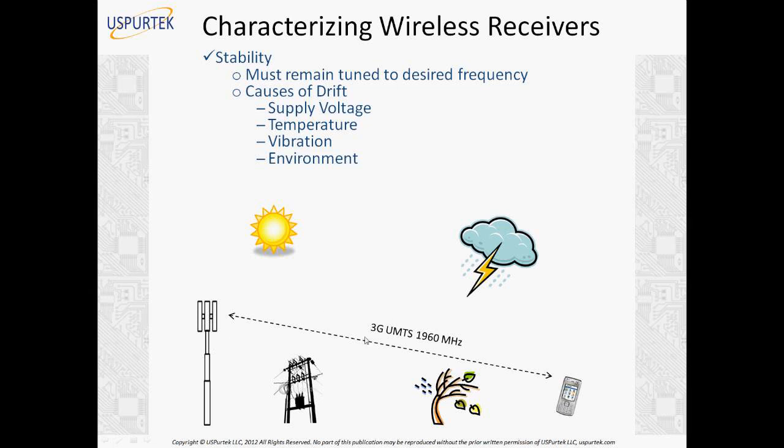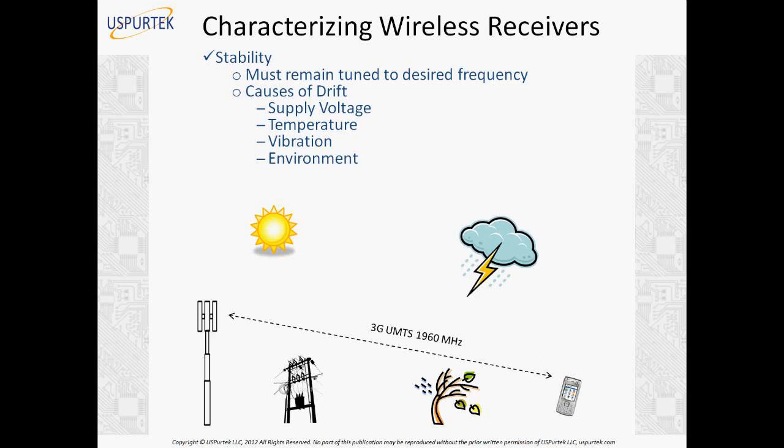See, industrial grade base stations and receivers are subjected to all these types of tests in the factory. They are subjected to environmental conditions, temperature conditions, and even various supply voltages, so that nothing drifts the frequency. The frequency should be rock solid at whatever it's supposed to be.